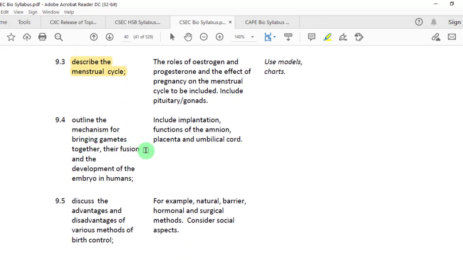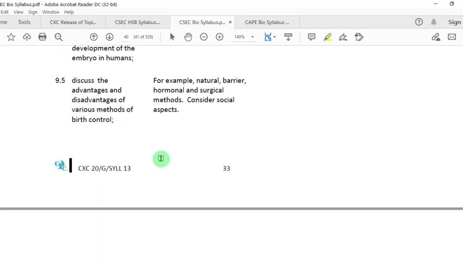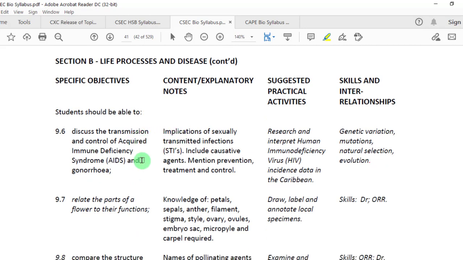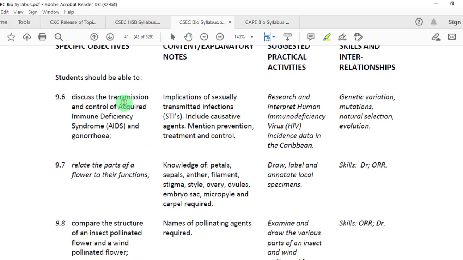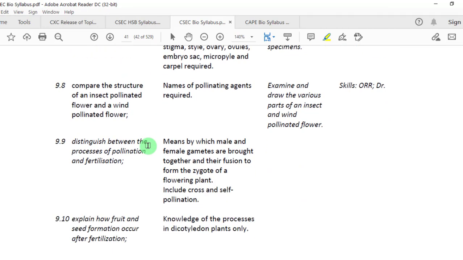Of course, bringing gametes together, fusion, development of the embryo, birth control, types of birth control, and we also have the disease aspect, transmission. Of course, this will also be referenced in the disease section in the document I put together. You're also looking at plant reproduction.